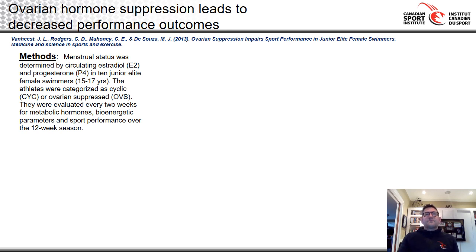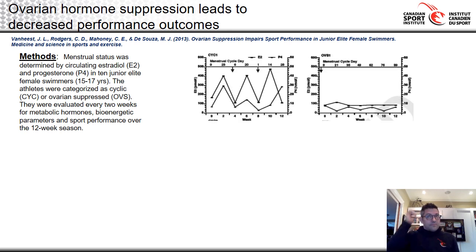First of all, this graph, although it's small, is plotting both estrogen and progesterone on the same axis. And you can see in the cyclical athletes, every 4 weeks, there is a natural up and down, as you might expect, throughout the menstrual cycle for estrogen and progesterone, while here on the right is the ovarian suppressed group. There are no real changes at all throughout any of the cycles in estrogen and progesterone.